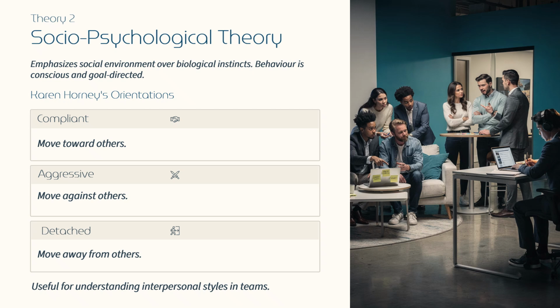A notable model in this category comes from Karen Horney, who suggested that people develop three interpersonal orientations to deal with anxiety. First, compliant. These people are dependent on others and move towards them for security. And the second, aggressive. These individuals are motivated by need for power and move against others. And the last one, detached. These people value self-sufficiency and move away from others.